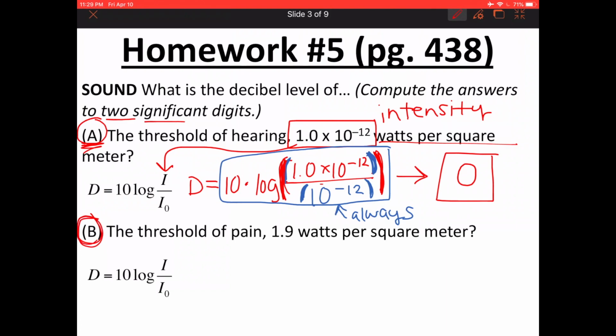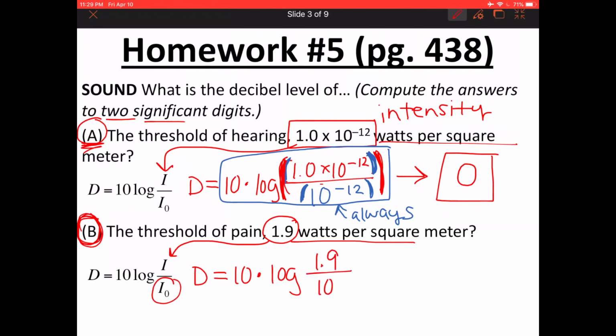All right, let's look at the second example now, example B. What is the decibel level of the threshold of pain, which is 1.9 watts per square meter? If it's 1.9 watts per square meter, I'm just going to take that and plug it in for I. So I'm going to have D equals 10 times the log of 1.9 over, remember for I sub 0, we're always going to plug in 10 to the negative 12. And now I can put all of this right into the calculator.